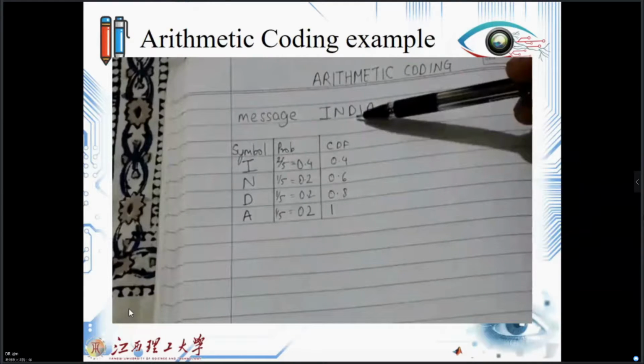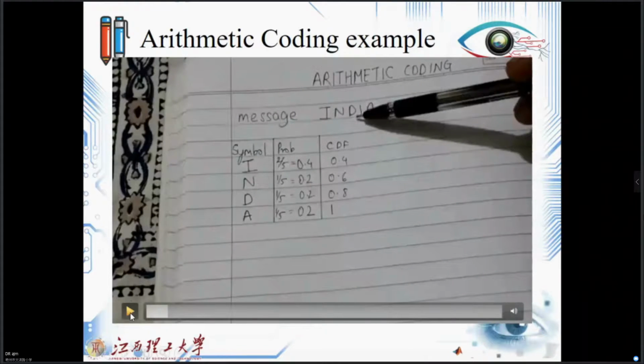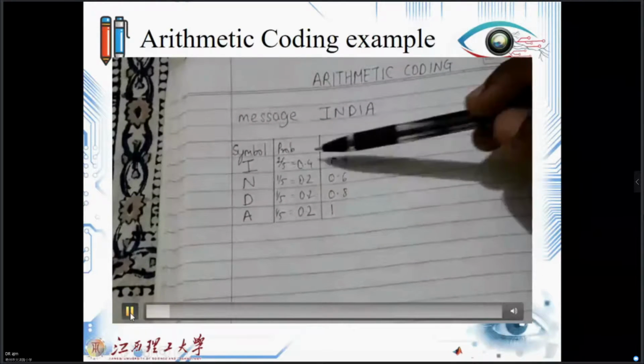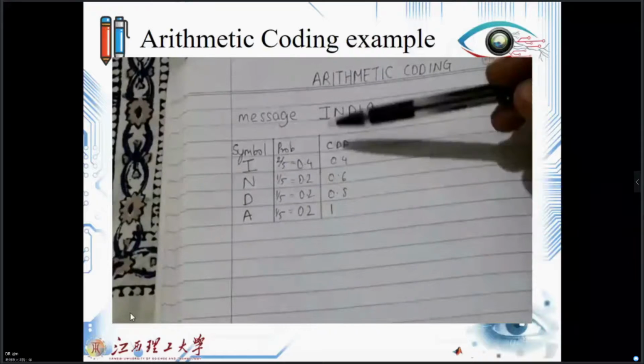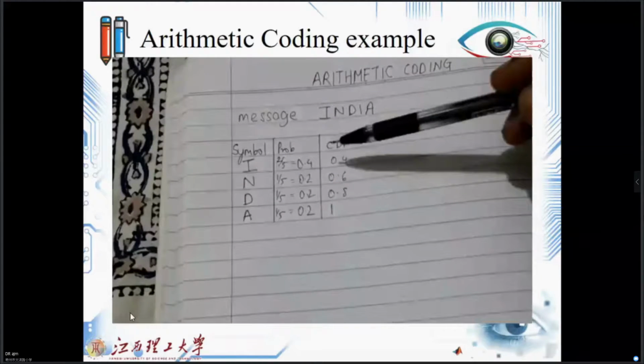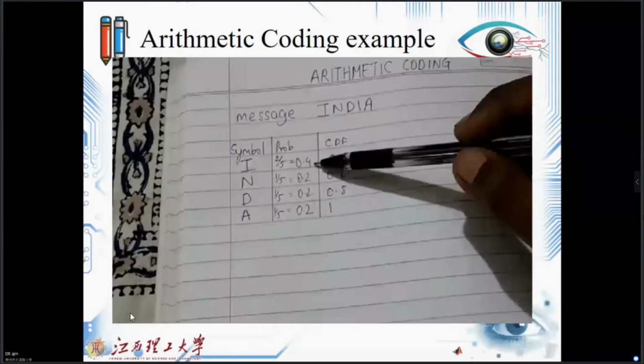Suppose 2 times I have I, then I will take the probability of 2 divided by 5. For N, 1 time, 1 divided by 5. For D, 1 time, 1 divided by 5. A, 1 time, 1 divided by 5. And the calculation will come out like 0.4, 0.2, 0.2, 0.2, 0.2. Okay, this is the first step of this algorithm. And this is the probability that is calculated.